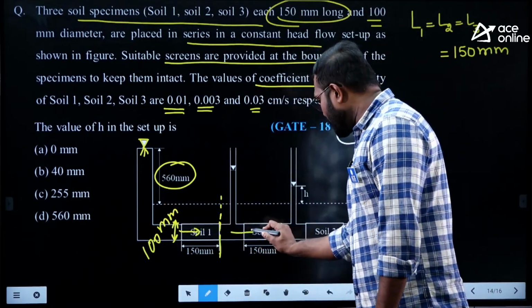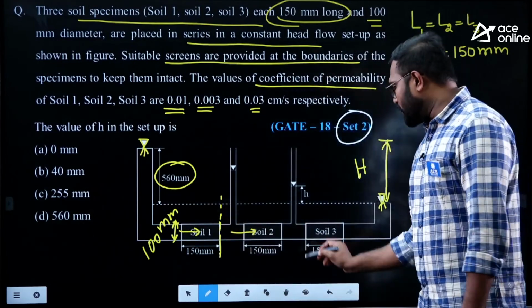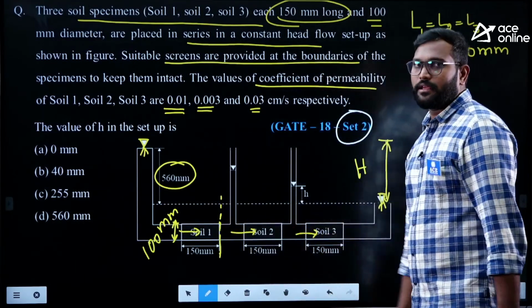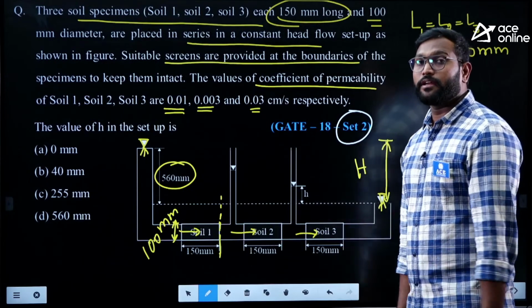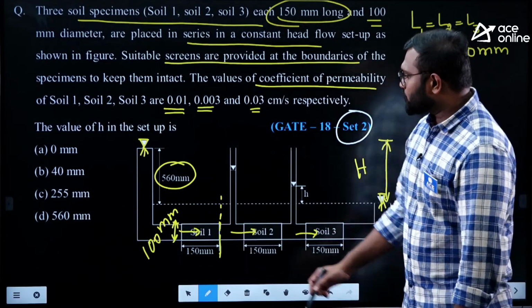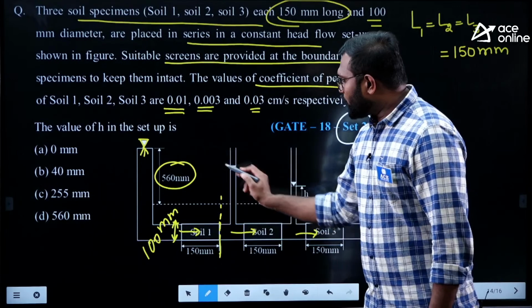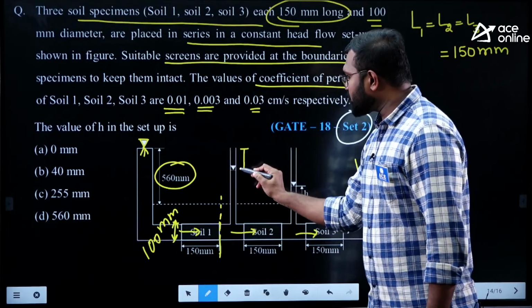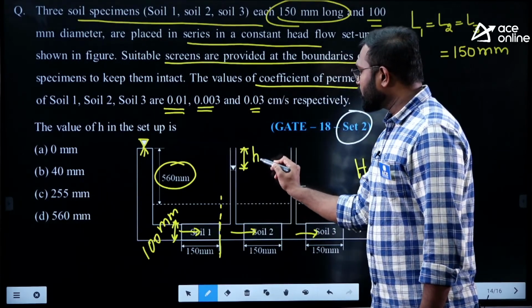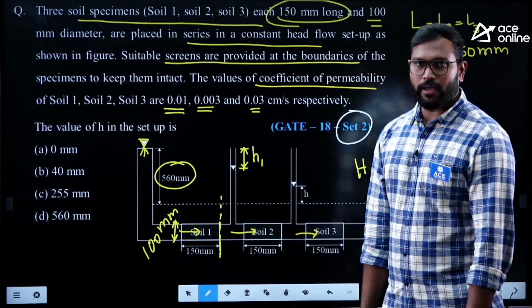After that the same flow will pass through soil 2, and after that through soil 3. Here I am not asking you the flow rate. What I am asking is, from here to here the water level has fallen down, which means there must be some head loss. Let me take it as H1.